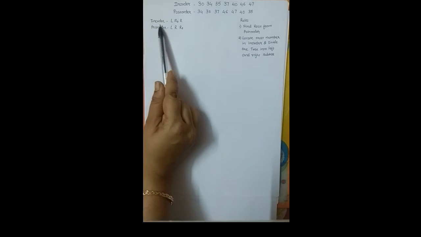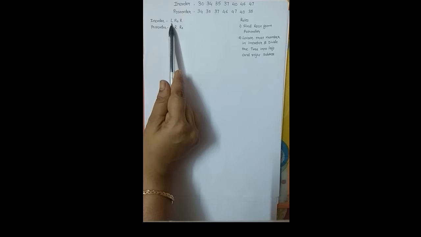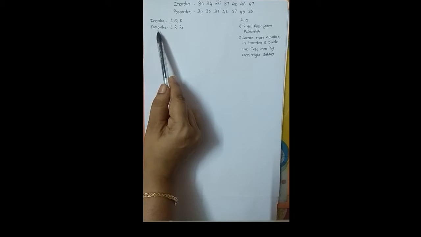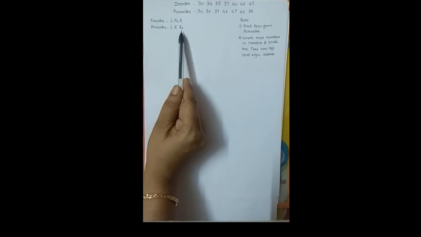Let us construct a binary search tree from the given in-order and post-order traversals. In order to construct a tree, we all know that in-order traversal is processed in the sequence left, root and right. Similarly, post-order is processed like left, right and root.